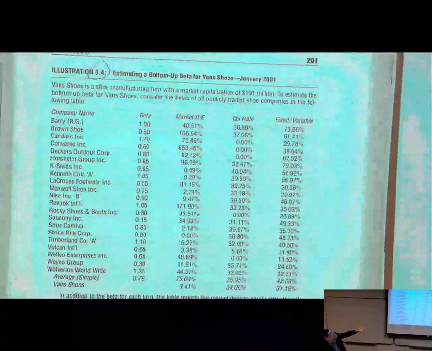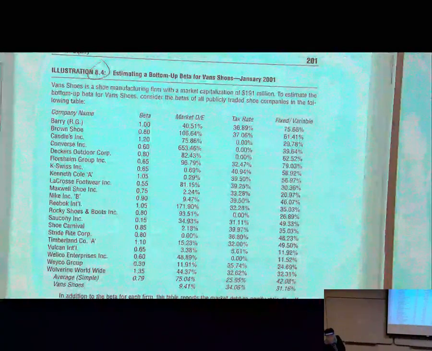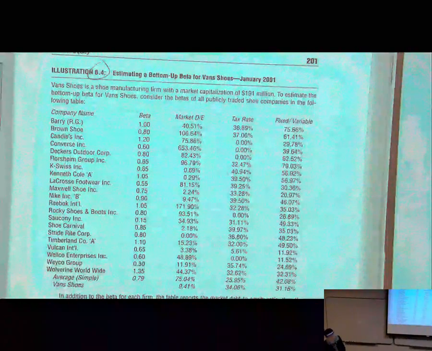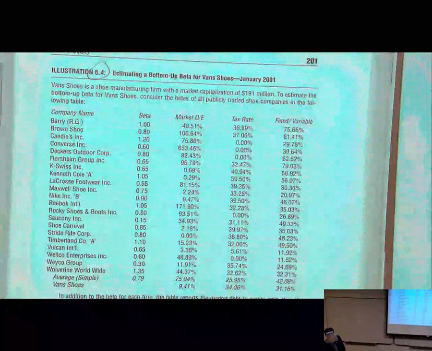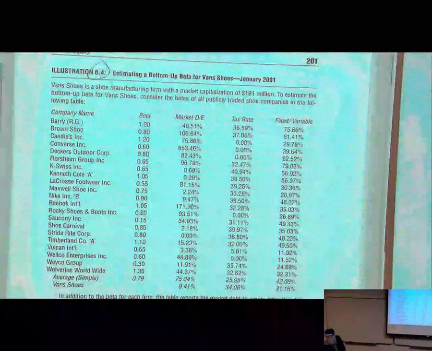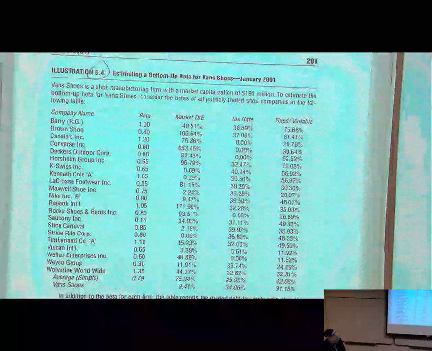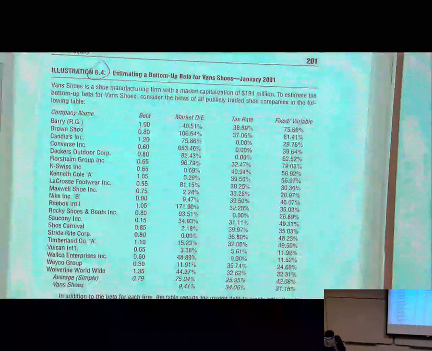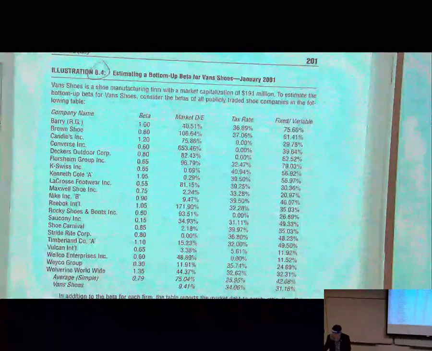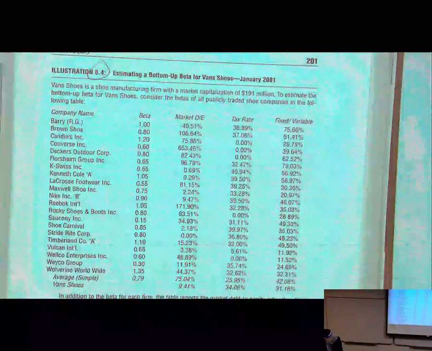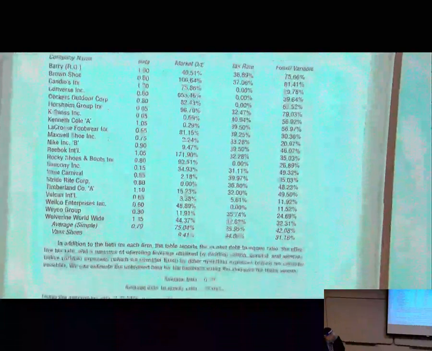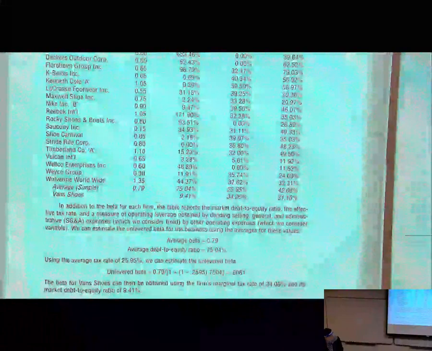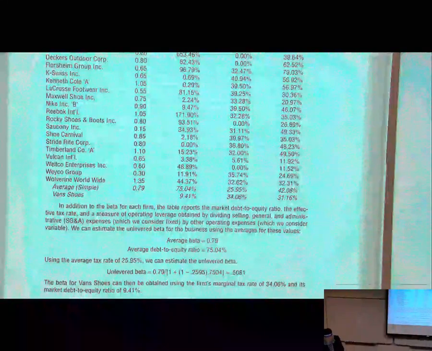And of course they have different beta. And they have different debt to equity ratios. They even have different tax rates and different operating leverage. So this is the market data we can get. That's the benchmark for us to start our work estimating beta for Van Shoes. From there, you see the average beta of the shoe manufacturing industry is 0.75, and also the average debt to equity ratio is 75%.